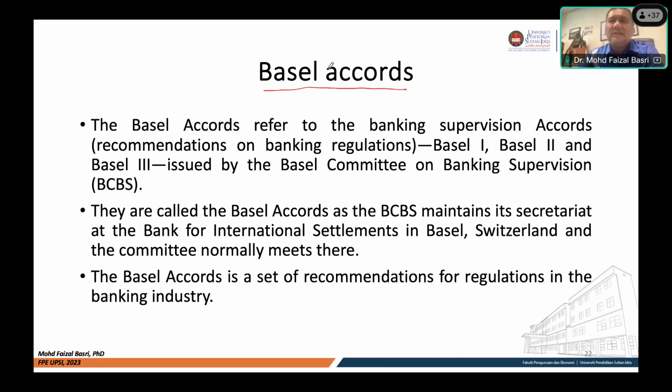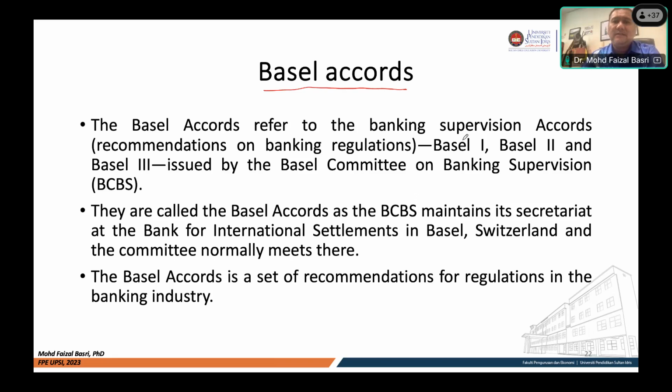So this is the banking worldwide reference, and Basel focuses on one of the items, which refers to capital adequacy. So Bank Negara sets regulations regarding capital adequacy. Who do they refer to? What kind of documents can they refer to? They can look at Basel's recommendations.